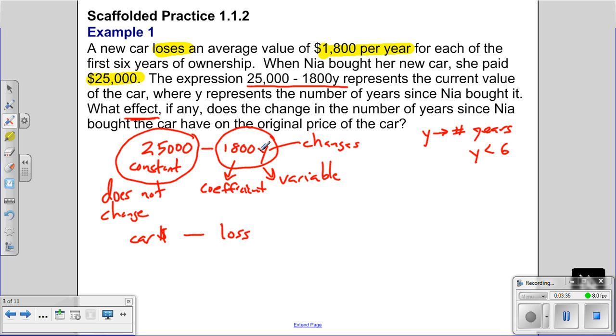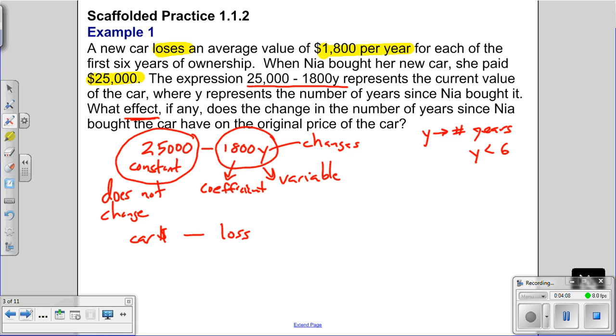So if it was 1 year, it would be $1,800. If it was 2 years, it would be $3,600, and on we go. So this whole term changes, but it changes based on the change in y. 1,800 doesn't change as a coefficient, and definitely not the price. So again, what we're doing is identifying the pieces and what they mean, and as things change in the expression, what changes overall. Now, does the overall price of the car change year after year? Yes. The whole expression changes, but again, it's all based on the change in y.